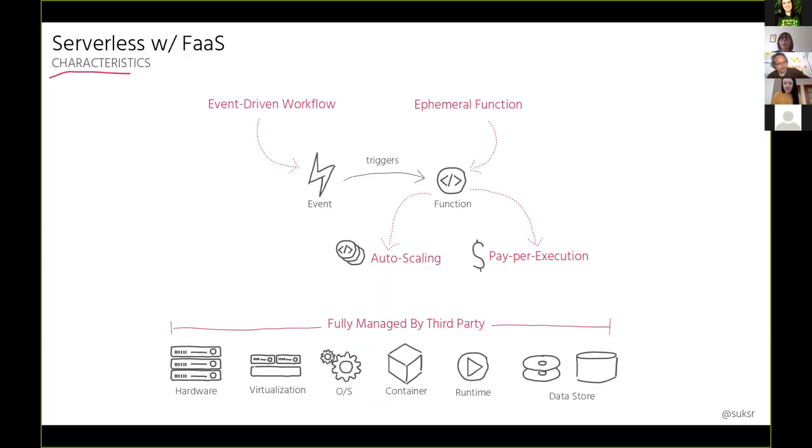So now we have learned about domain-driven design and Wardley maps and how to combine them. But how can we now build a serverless application? And I would like to give you a brief overview of serverless.